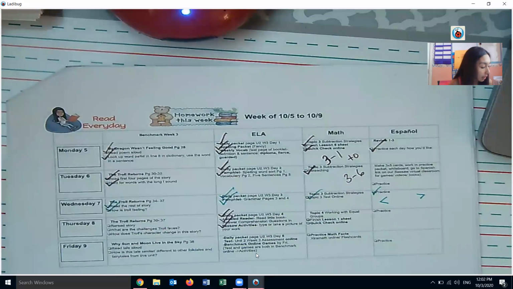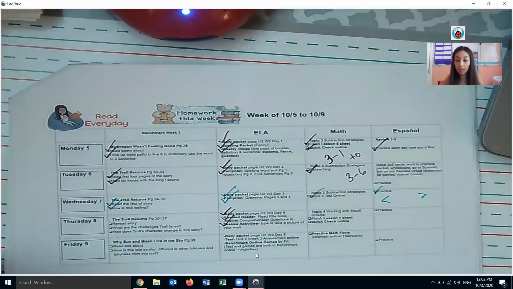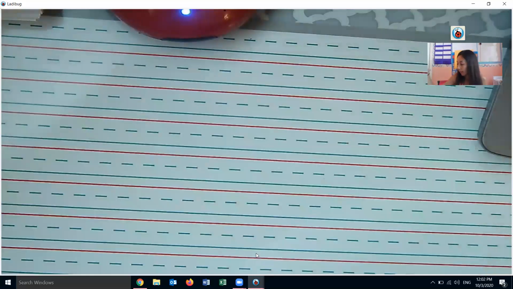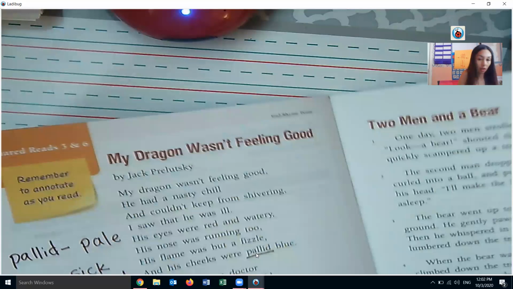Our benchmark activity is rereading The Troll Returns, and we're going to answer 2 questions. What are the challenges that Troll faces, and how does Troll's character change in the story? So we'll keep those questions in mind as we reread The Troll Returns. We'll reread the entire story, which begins on page 30.